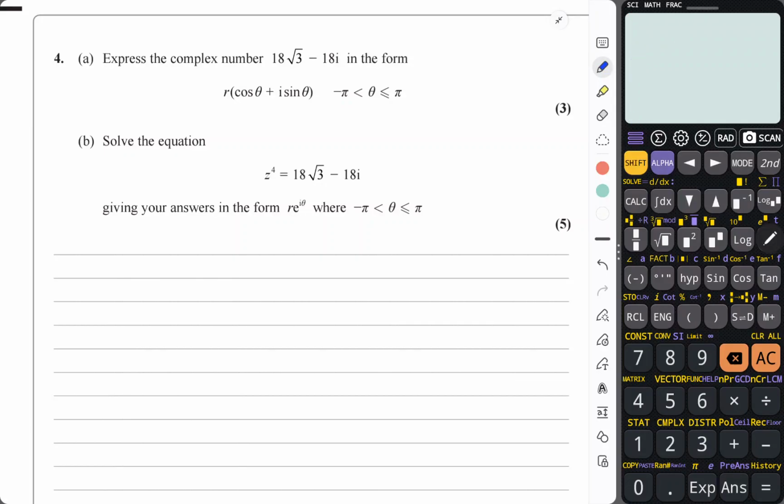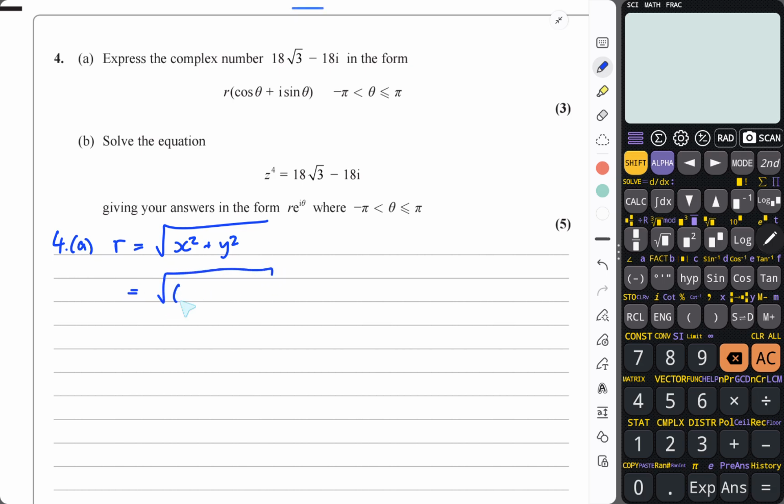Let's have a look at this complex numbers question. We are given a complex number, 18 root 3 minus 18i, and we're asked to write it in the form r(cos θ + i sin θ). To calculate our value of r, remember it's just the square root of x squared plus y squared. x is your real part, y is your imaginary part.